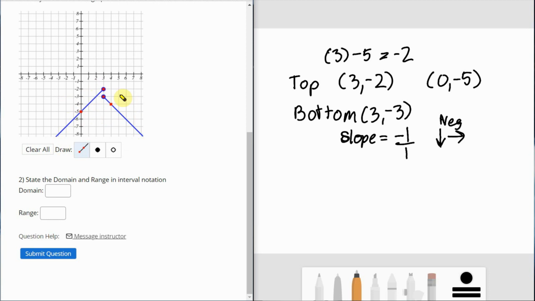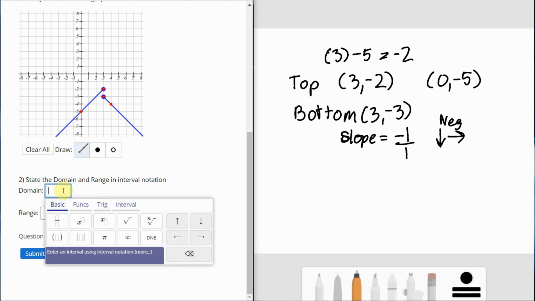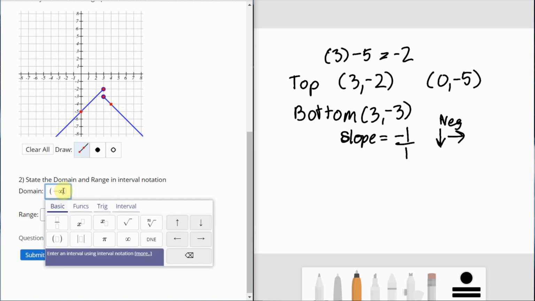My domain will be all real numbers, which is from negative infinity to positive infinity, and I can enter it as parentheses negative infinity, comma, infinity, close parenthesis.